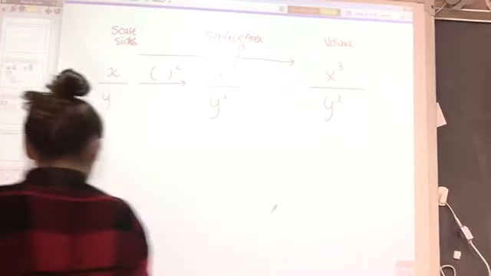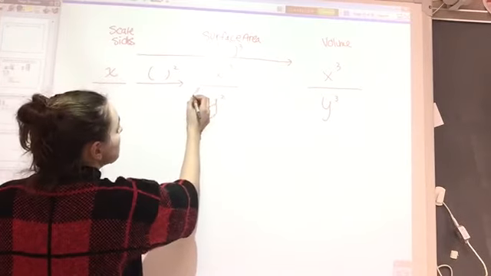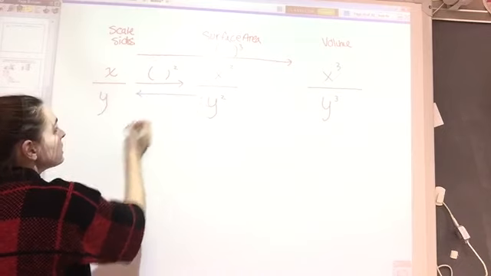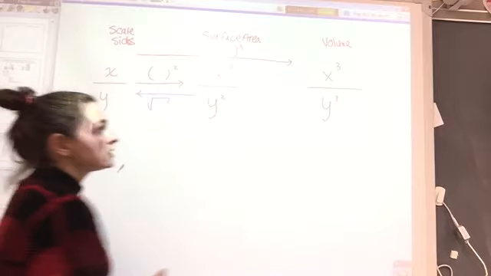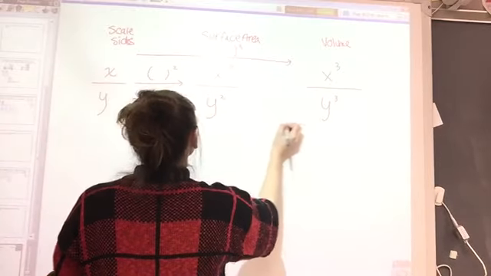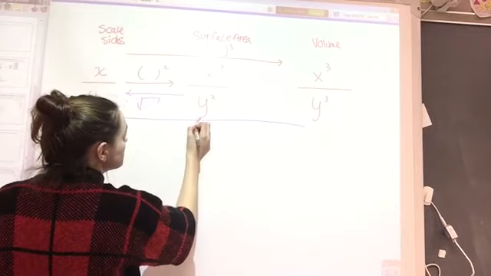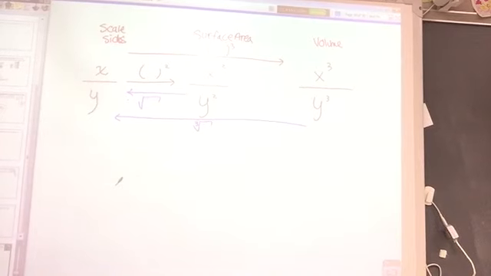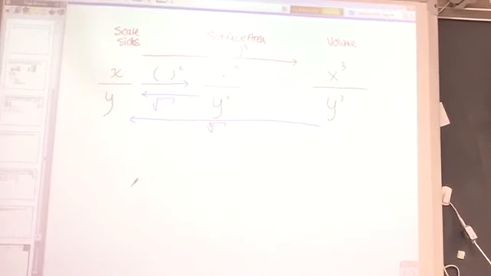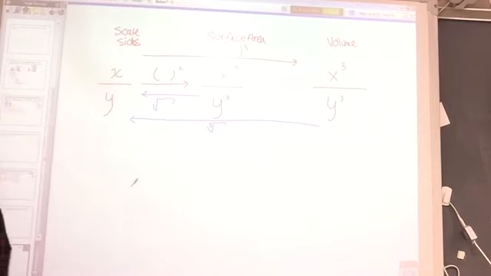Okay? To work your way backwards, you have to think of those inverse operations. So to go from my surface area to my scale factor, I'm going to square root it. To go from my volume to my scale factor, I would need to cube root it, okay? I hope that this can help you out a little bit to go between those three different pieces.